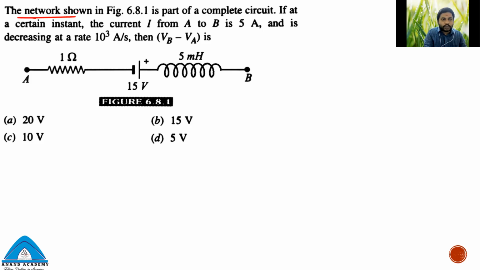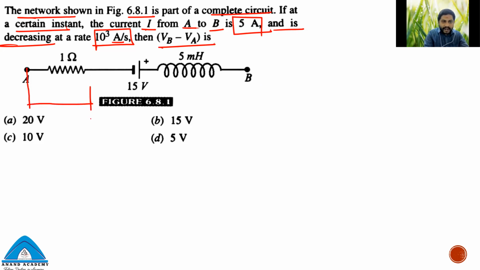The network shown in the figure is a part of a complete circuit at a certain instant. The current I from A to B is 5 ampere and it is decreasing at a rate of 10 raised to 3 ampere per second. Then find VB minus VA. Okay, observe carefully. So this is the battery I'm supplying here, and this is called VAB.